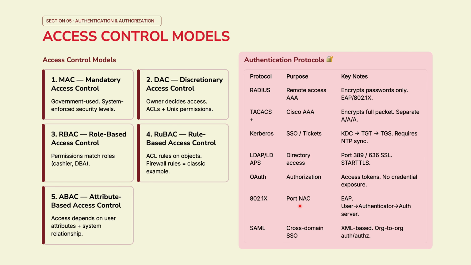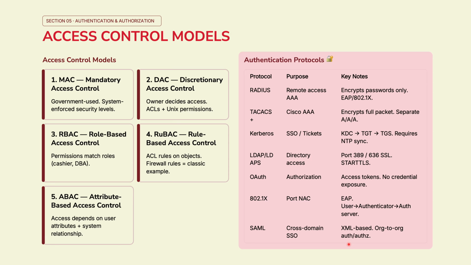And here we have also OAuth, the authorization protocol. This provides access tokens, with no credential exposure. 802.1x is port-based network access control. It focuses on the user to authenticator to authentication server. And the last one is SAML, which is cross-domain SSO. It uses XML-based organization-to-organization authentication and authorization.